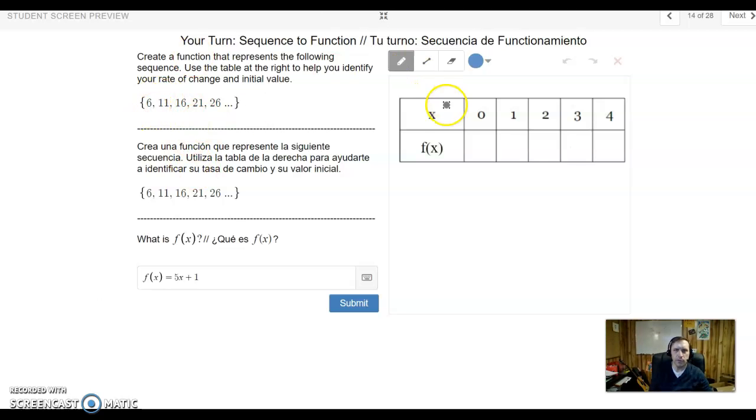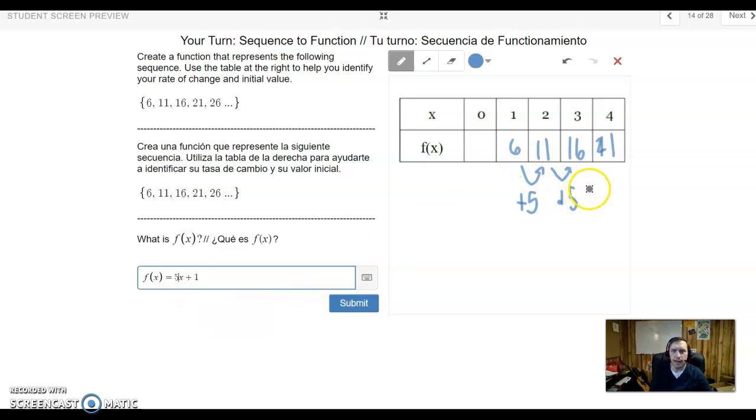Again, the first term of our sequence is 6, so I'm just going to use this table to help organize my thinking. All right? And what I see here is, oh, we're going up by 5 each time, right? We're adding 5 each time. So my rate of change, what I have right here, has to be 5.